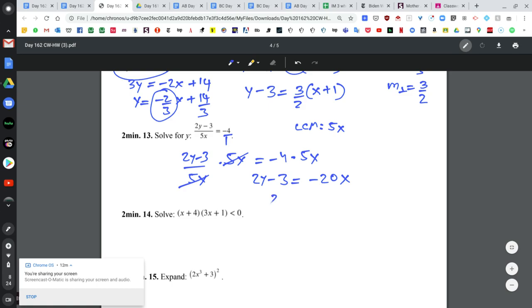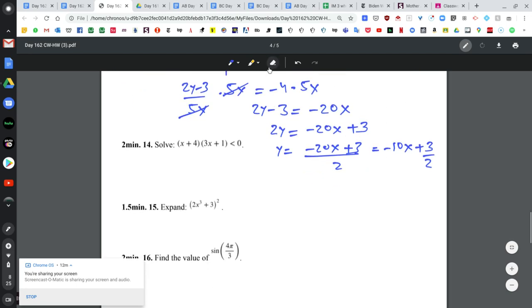Do that yourselves. You can add 3 to both sides, and then last step, divide by 2. You can either divide by 2 throughout, just say negative 20x plus 3 all over 2, or you can divide each term by 2, so you'll get negative 10x plus 3/2. Same expression, it's an equivalent expression. You can pause the video, attempt 14 yourselves.